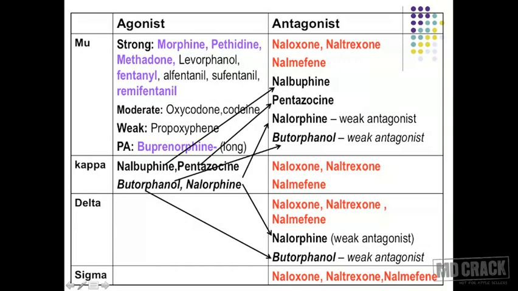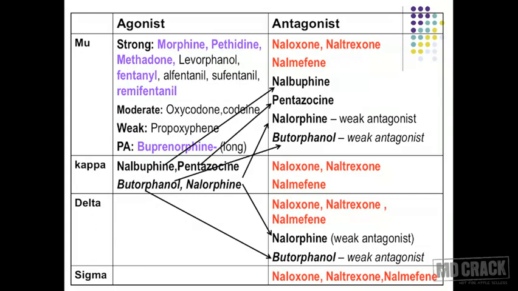We go to the next row, that's kappa receptor. Come to the antagonist, naloxone, naltrexone, nalmefene. Let's go down the delta receptor, antagonist, naloxone, naltrexone, nalmefene. And the last receptor, sigma, go to the antagonist, naloxone, naltrexone, nalmefene. Why am I laughing? I hope you understood.